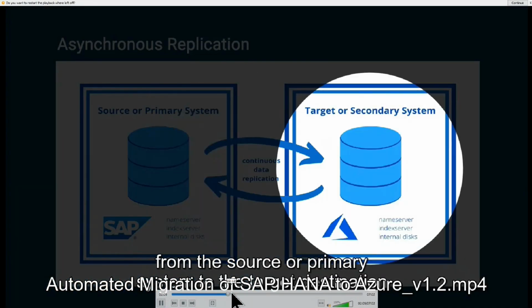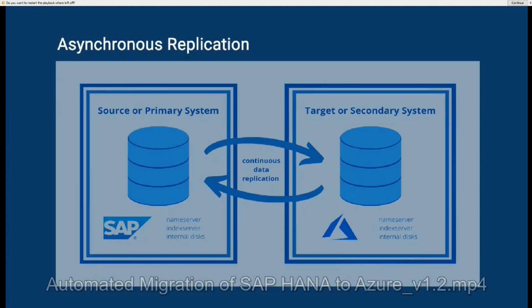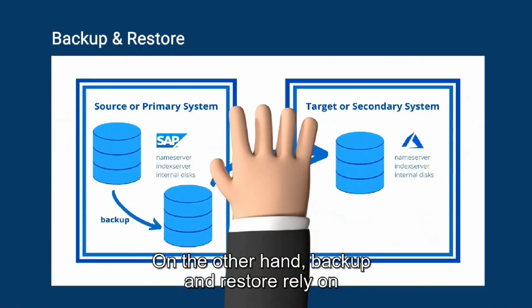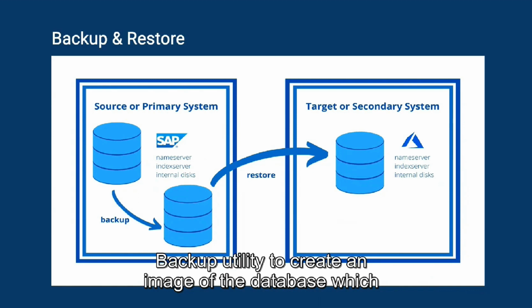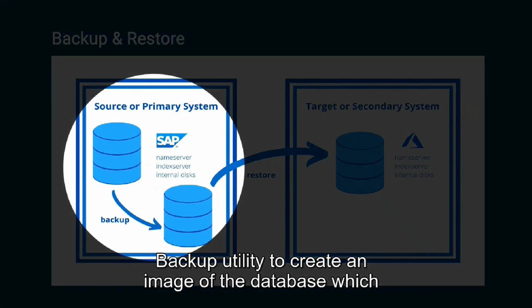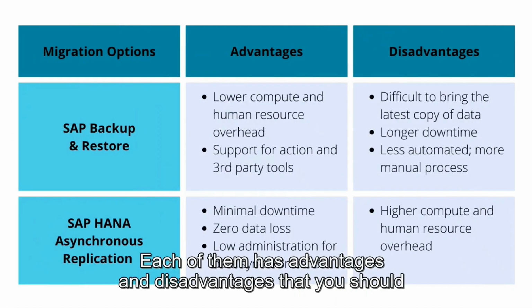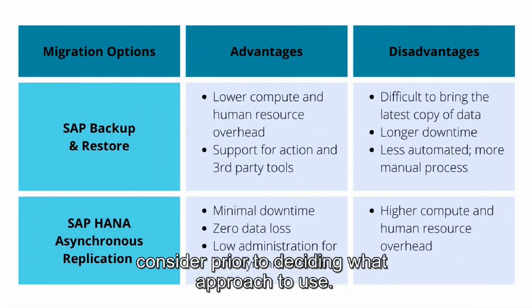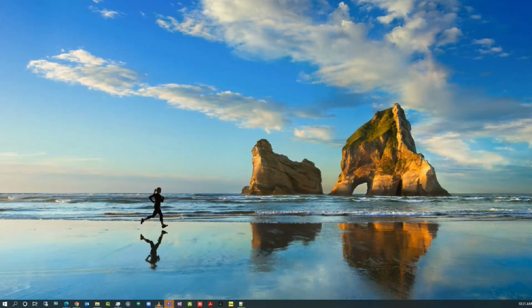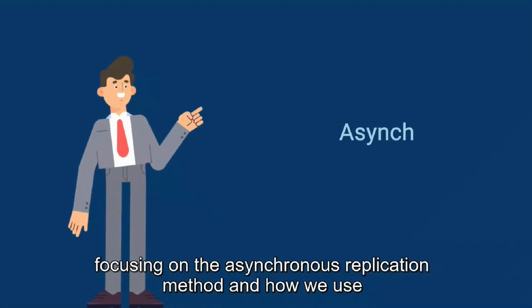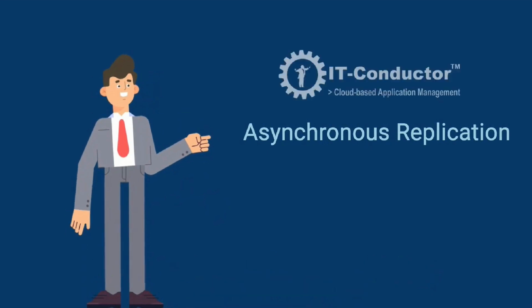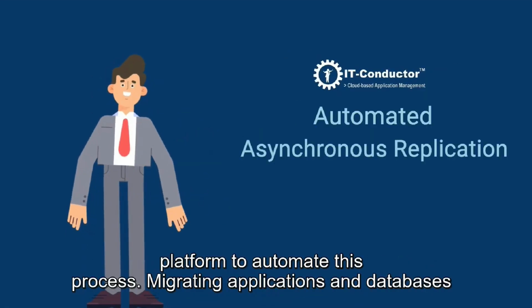To the target destination or secondary system. Okay. On the other hand, backup and restore rely on SAP's backup utility to create an image of the database, which can then be transferred to the target system. Each of them has advantages and disadvantages that you should consider prior to deciding what approach to use. But for the sake of this video, we will be focusing on the asynchronous replication method and how we use the IT-Conductor platform to automate this process.